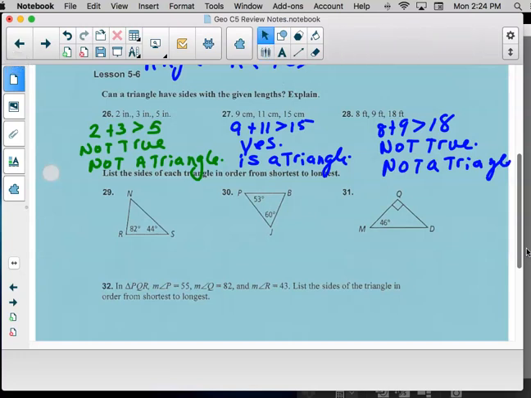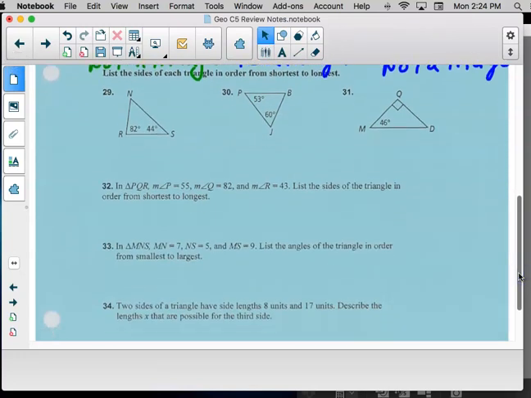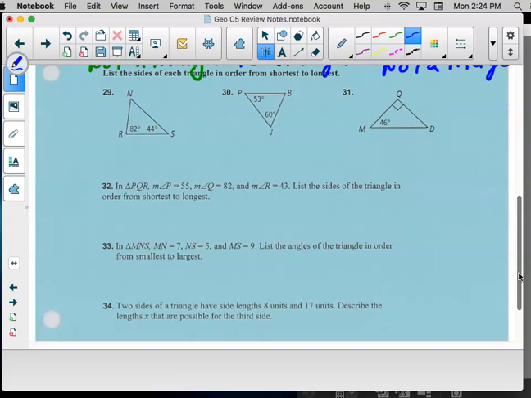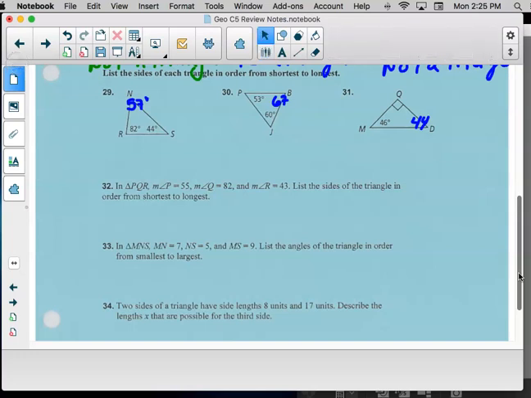Now, in 29, 30, and 31, I've got to take my calculator out and figure out what my missing values are. Remember, total interior angle value of a triangle is 180. So I have 57 degrees here for my angle N, and I have 67 for my angle B, and I have 44 for my angle D. So I was able to find those with my calculator because the total interior angle value of a triangle is 180 degrees.